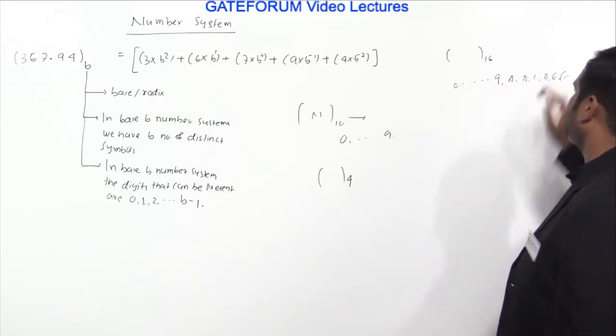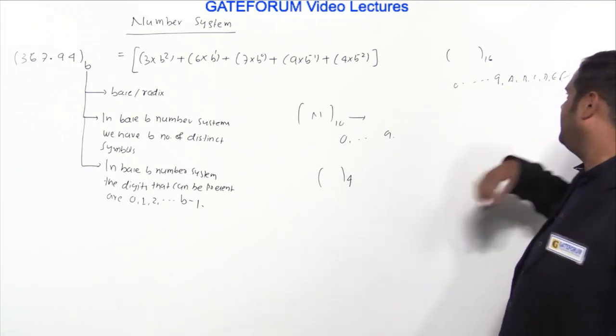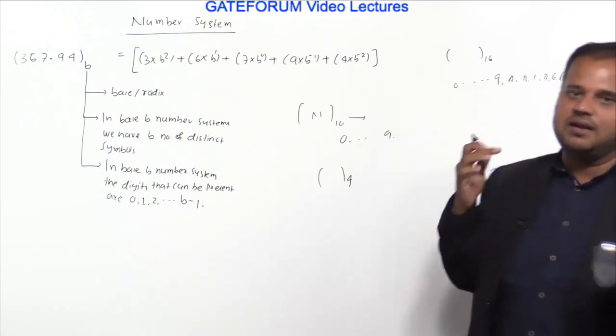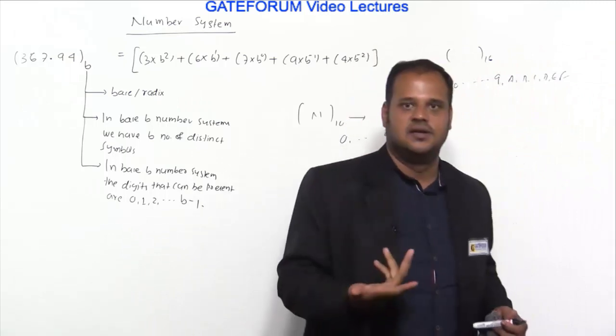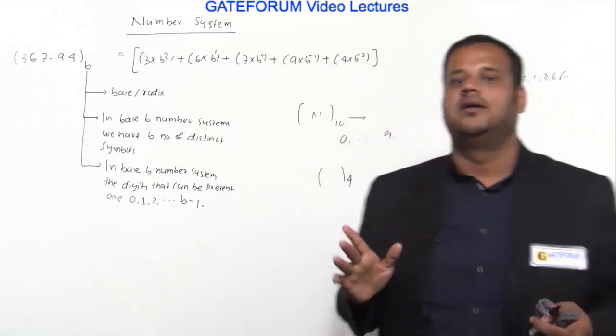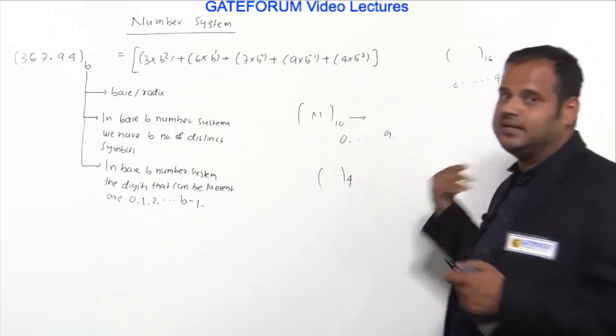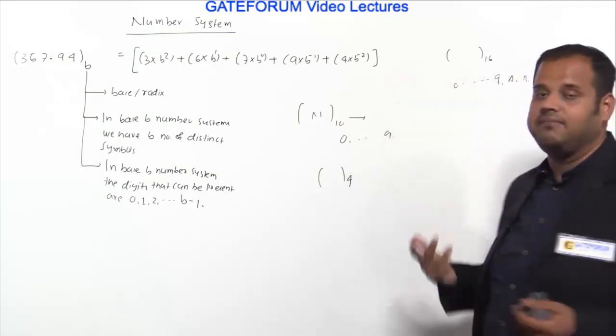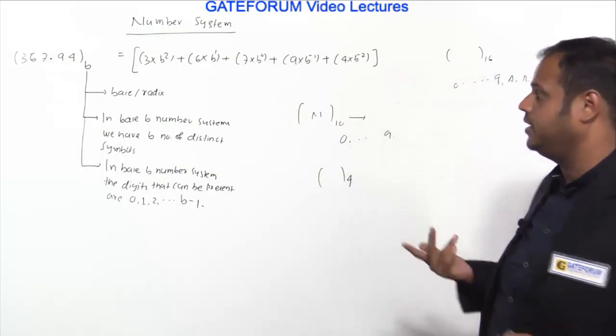If you count all these, this happens to be 16. So if a base is 16, it means in that number system we have 16 different symbols. That is one thing. And secondly, the maximum digit that can be present in those symbols can be at max B minus 1. It can't go beyond it.